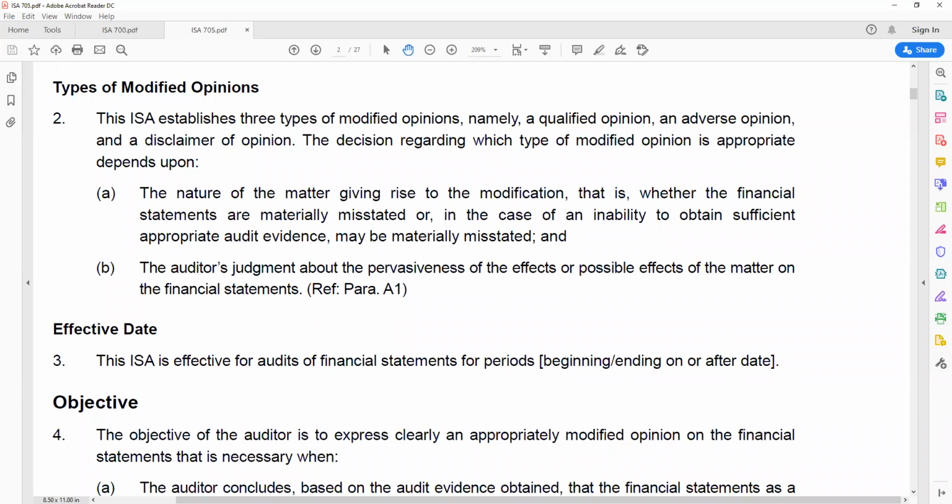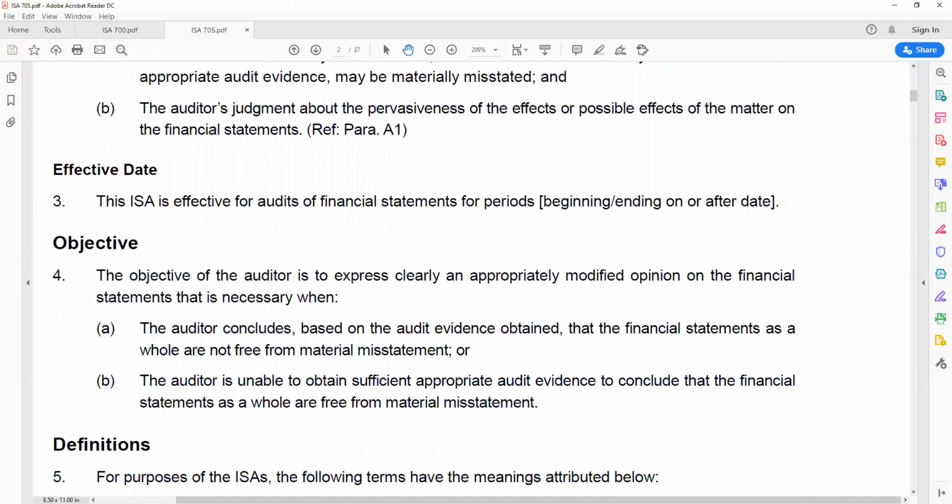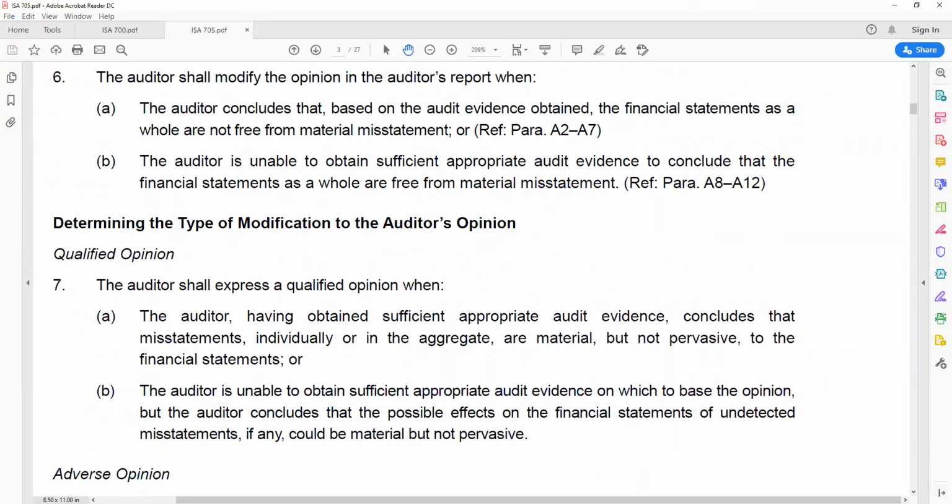If you remember on the going concern, we said that you can issue all three, depending on whether there is enough disclosure or the use of going concern is inappropriate. So I propose you go through that again, to know when you can issue a qualified opinion, an adverse opinion, and a disclaimer of opinion. This summarizes it here.